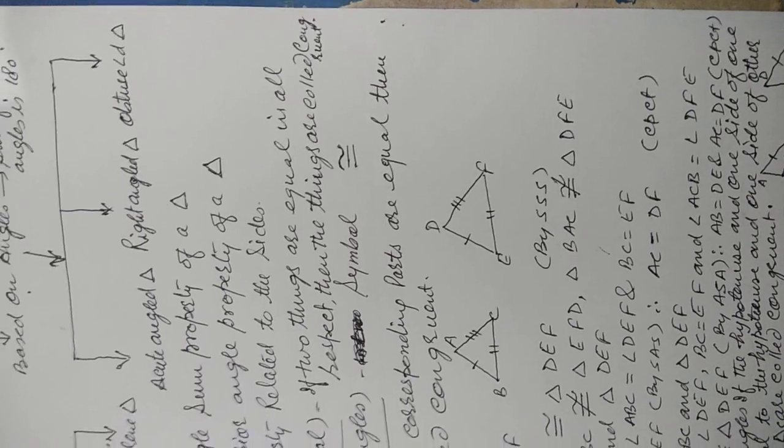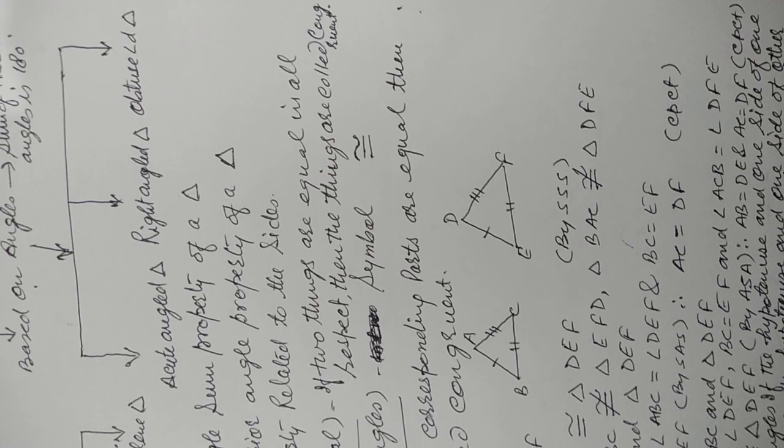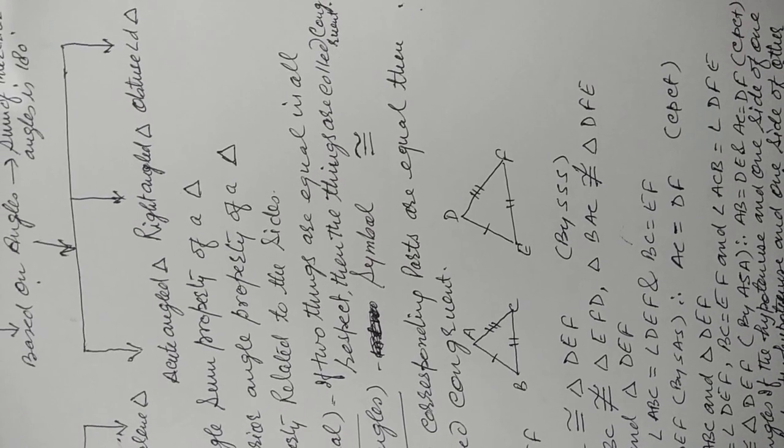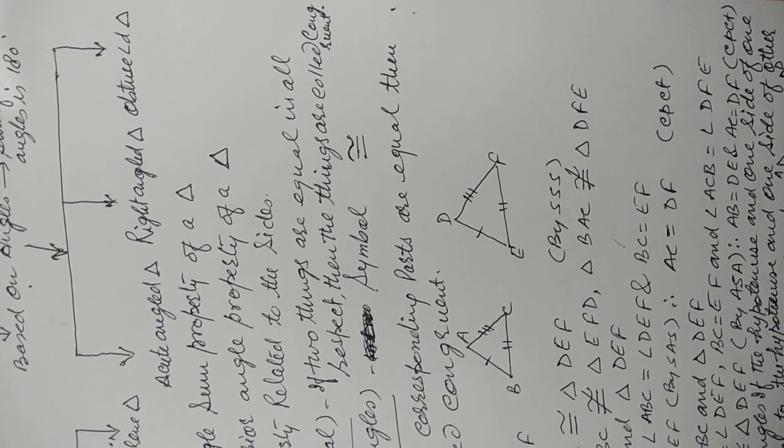And the third one, the last one, is obtuse angle triangle. Obtuse angle triangle: in any triangle, one of the angle is obtuse or more than 90 degree and the sum of interior angles is equal to 180 degree, then the triangle is said to be obtuse angle triangle.